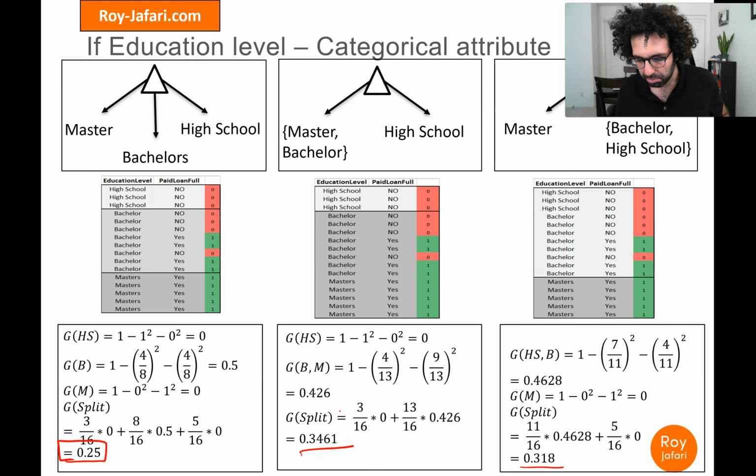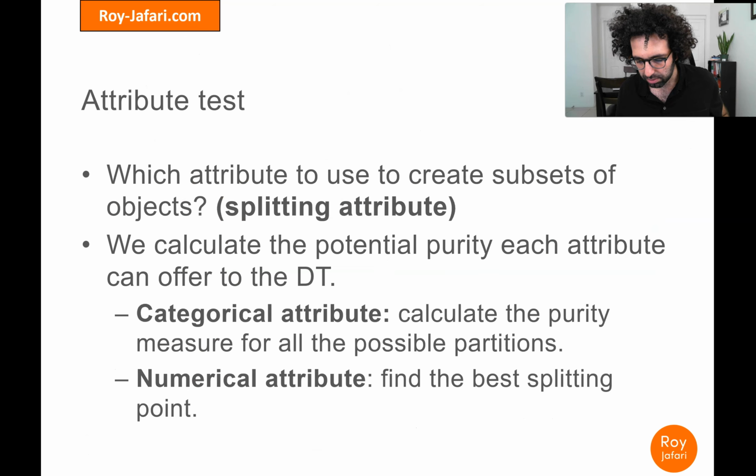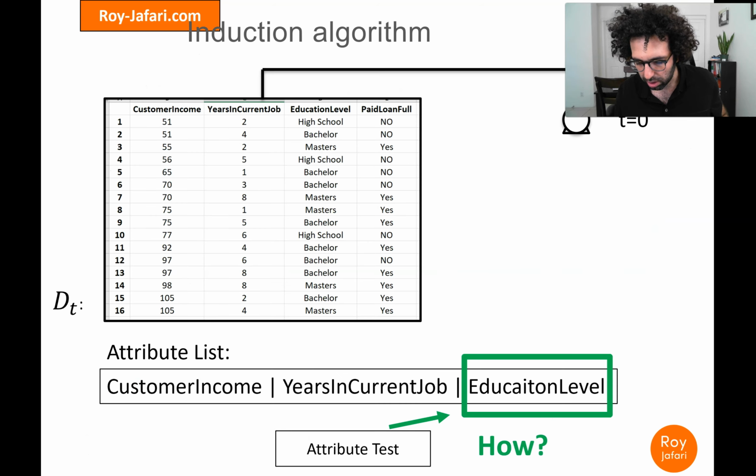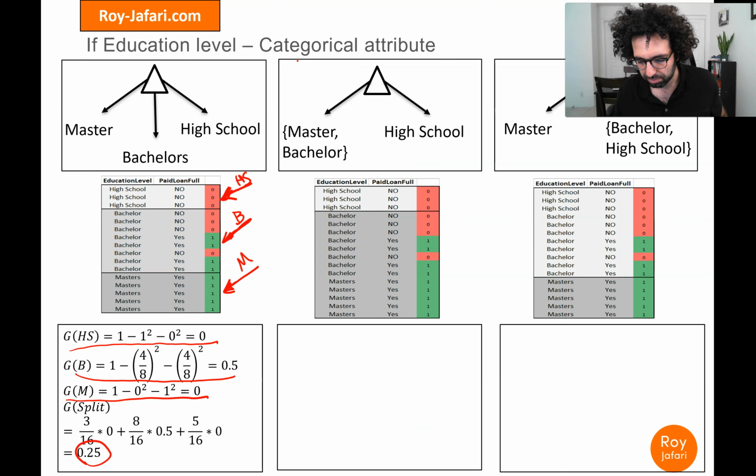So let me remind you where we are. Let me go back a little bit. So now we calculated the possible Gini index for this one. Now we are going to calculate for another one and then for another one and see which one is going to be the best. So here we so far got this, that it can reach us to this Gini index.